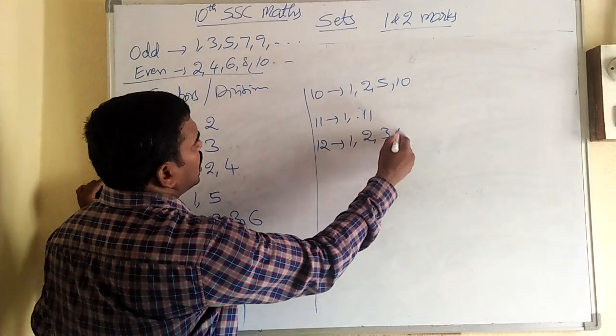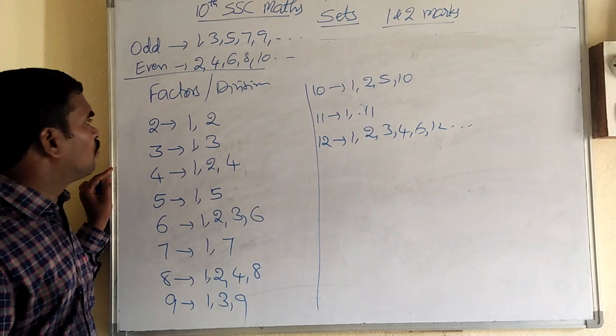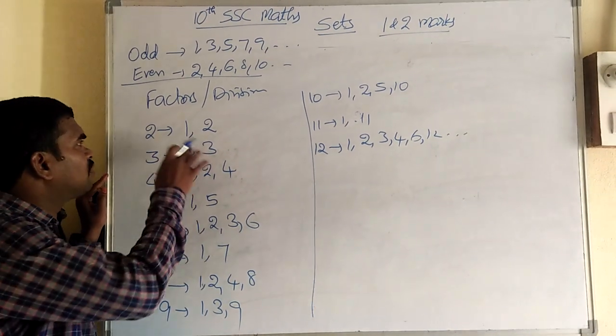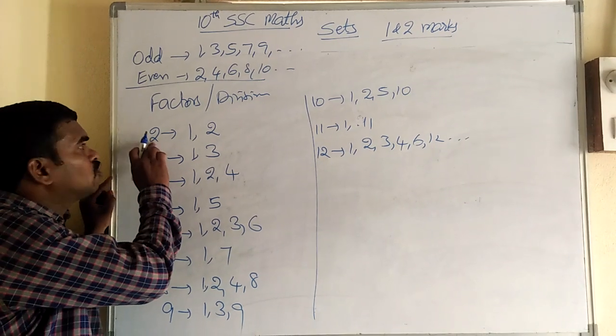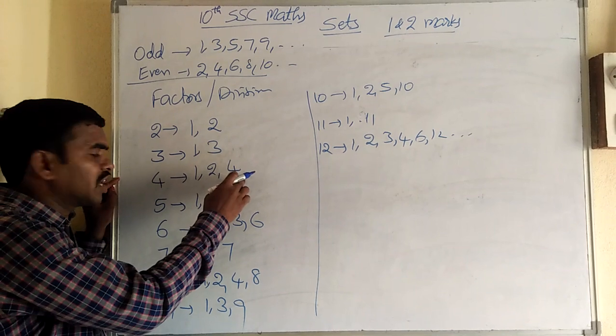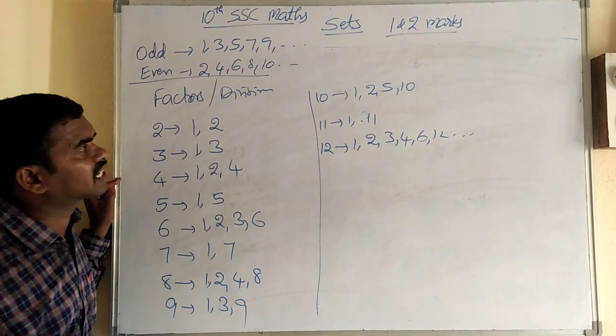1, 2, 3, 4, 6, 12. So now I think you understood whatever factors means. What? Factors means in which table it comes. For example, 2 comes in only 1 and 2 table. 4 comes in 1, 2 and 4 table. 7 comes in 1 and 7 table. So this is the factors.